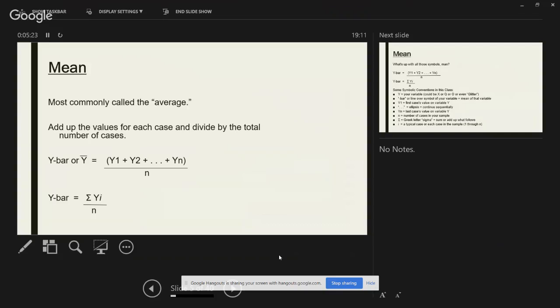It is the sum of all the values in a sample divided by the total number of values. So the formula for this is the summation of y i divided by n, where n is the total number of numbers you have, and the summation of y i is the sum of all the numbers. This value, the mean, is also known as y bar.